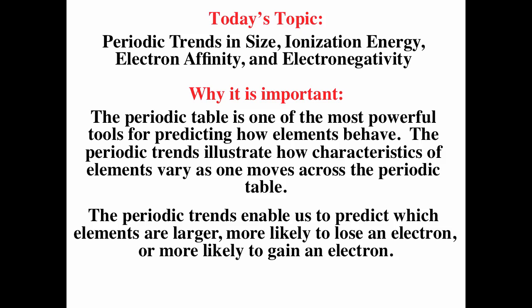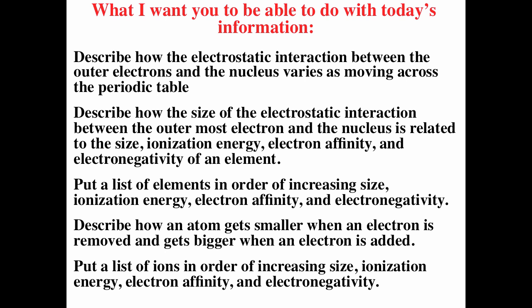Howdy. This video is on periodic trends in size, ionization energy, electron affinity, and electronegativity. The periodic table is the most powerful tool for predicting how elements behave. The periodic trends illustrate how characteristics of elements vary as one moves across the periodic table. The periodic trends enable us to predict which elements are larger, which are more likely to lose or gain electrons, and actually we can relate this to reactivity of the different elements.